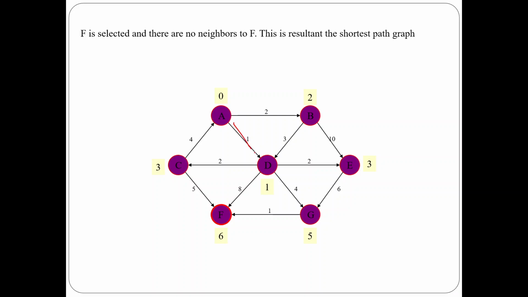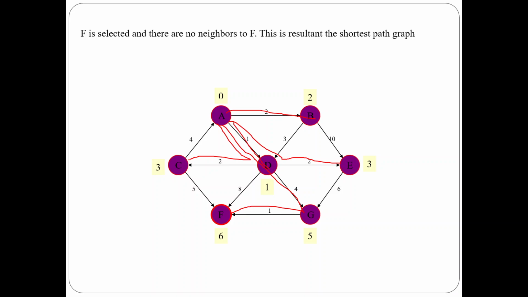I can reach D directly. I can reach B directly. I can reach E through A to D and D to E. I can reach G through A to D and D to G. I can reach F through D, G, F. I can reach C through A, D, C. So this is how I can find the shortest path in the given graph.